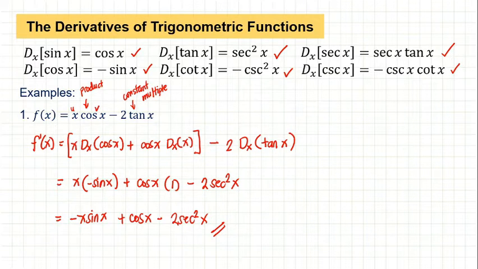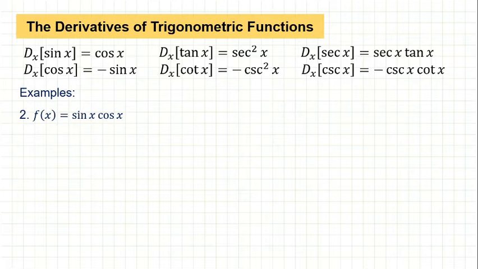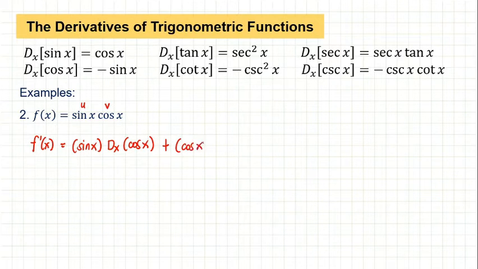Okay, next we have sine x, cosine x. So here we have two factors. You have sine x and cosine x. So you will treat your sine x as your u and cosine x as your v. So we will apply product rule here. So we will have f prime of x is equal to u dv. So u is sine x times the derivative of v, which is cosine x. Okay, plus v du. So we have cosine x, our v, then du, derivative of sine x.